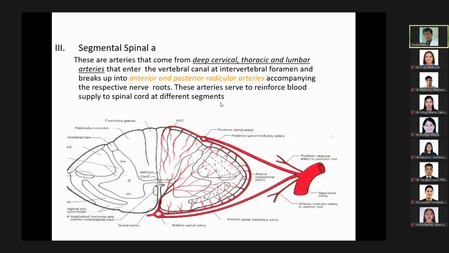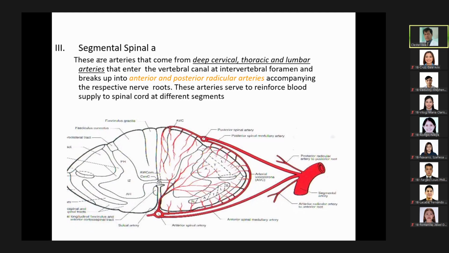Okay, as I was mentioning, the radicular arteries will anastomose with your spinal arteries so that it will add blood flow to them. So it will reinforce the blood flow to your spinal arteries.